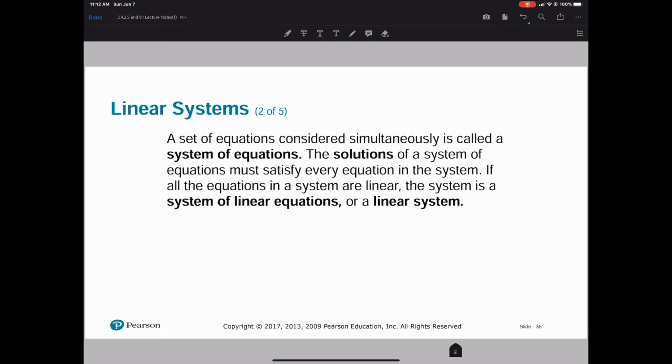A set of equations considered simultaneously is called a system of equations, and the solutions of the system of equations must satisfy every equation in the system. So if you find x is equal to 5 and y is equal to 4, both equations have to be satisfied by that. If all the equations of the system are linear, then it is a system of linear equations, or a linear system. That's just the naming, all right?